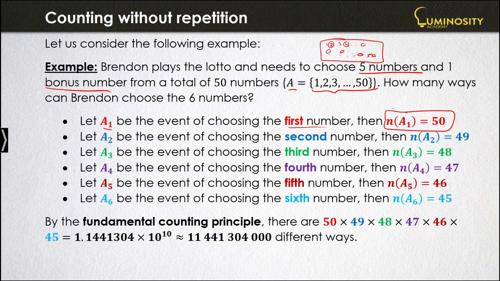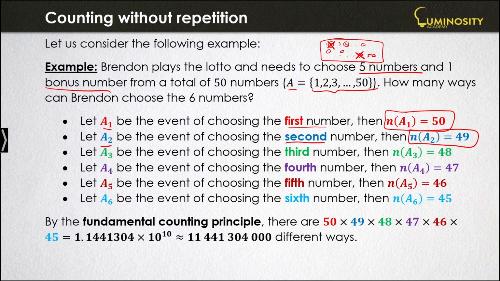Now notice if Brendan picks that first digit, that's marked on the lotto card. So that number's been used already. So this is why we mean there is counting without repetition, because we can't count that number again in the next set, because that number's already been chosen. So if we define A2 to be the event of choosing the second number, then since we've chosen the first one, there are only 49 possibilities left for Brendan to choose from.